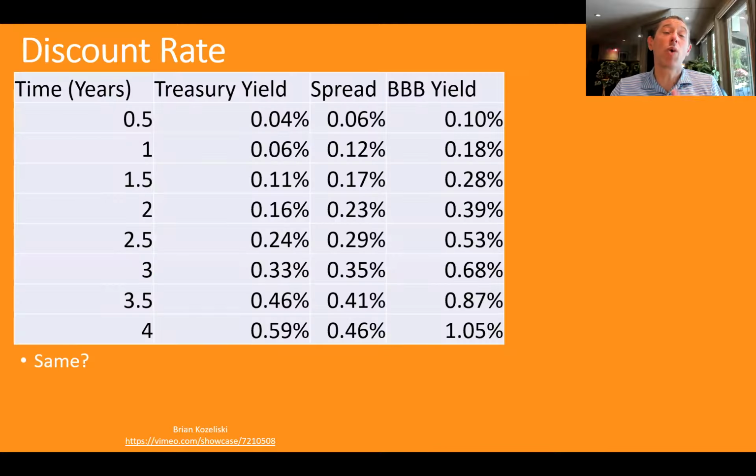So what we're going to do here, we're going to look at a triple B bond, and we're going to say, what should the discount rate be? Well, we're going to actually take actual treasury yields here. You can see those in one column here. We're going to take actual spreads between a triple B and the treasury yield. You can see that these increase. Again, that goes to the probability that the issuer is actually going to make the payment. As we go further and further out into the future, it becomes a little bit less probable that will happen, which is why the spread increases.